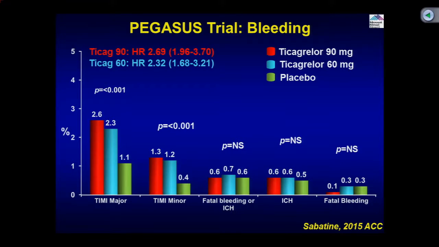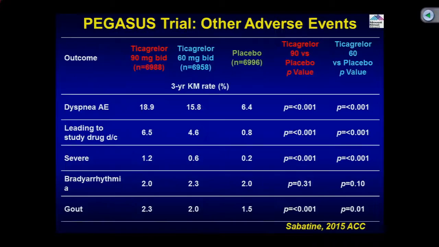Now if you see here, compared with the placebo, clearly bleeding was higher with both agents, low and standard dose, but the middle dose, the low dose 60 milligram, tended to have a slightly lower bleeding rate compared to the high dose. So you can make it a point in this chronic patient that you could use 60 milligram twice a day rather than 90 milligram, and of course there was a lot of dyspnea and so on and so forth. So clearly these two studies will change our practice, and we are going to see how they will be generalized after this meeting.